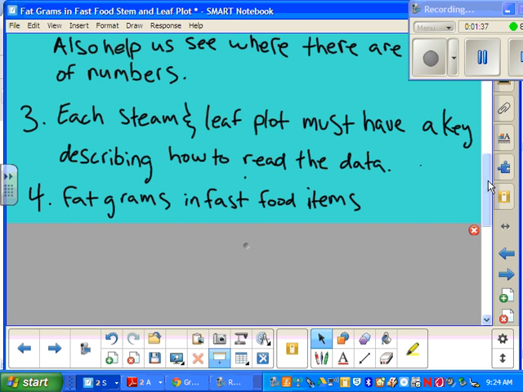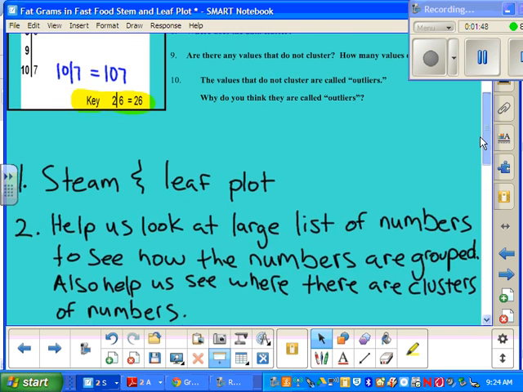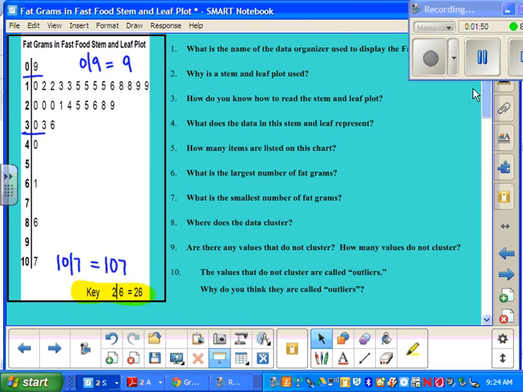Question 5. How many items are listed on this chart? There's 32 items. And guys, you can go ahead and pause it whenever you need to. I know we're going a bit fast. Go ahead and count for yourself how many items and see if you got what we got.